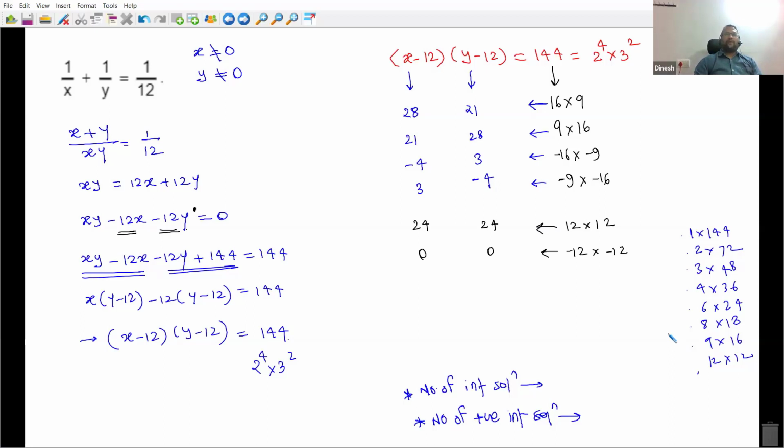So tell me, everyone, how many integral solutions? How many positive integral solutions? What is the answer? These 7 pairs, every pair will give you 4 solutions now. This solution is an invalid solution.